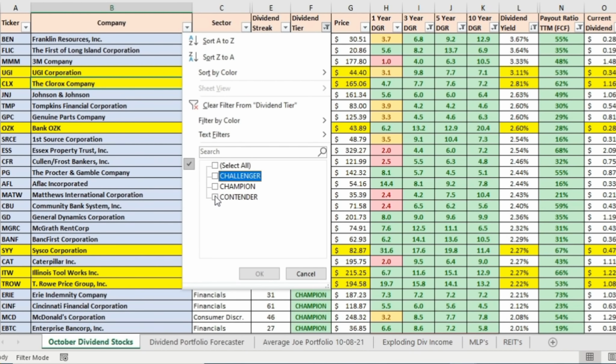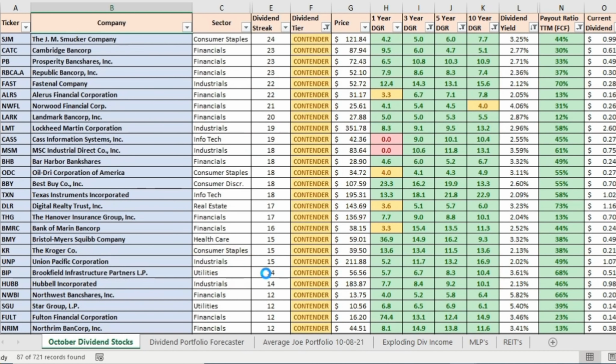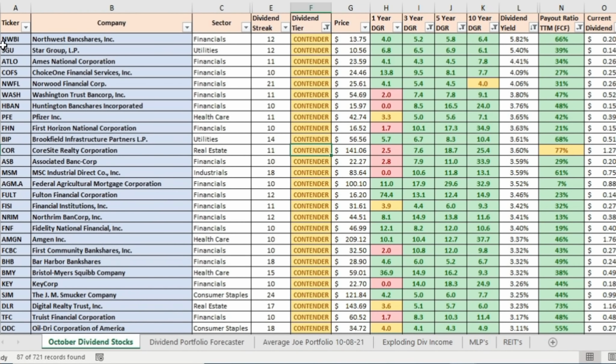Instead of Champion, let's go ahead and filter in some contenders so we can increase maybe our yields a little bit. Now these two up here are lower on their dividend growth rates. They're not at 10%, right? But remember, it's a portfolio growth rate that we're aiming for here. So we can accept some lower growth rates as long as we're getting higher yield and we're balancing with other stocks in the portfolio. So let's go ahead and include NWBI and SGU, actually both of which are in my portfolio. Northwest Bankshares, Star Group.